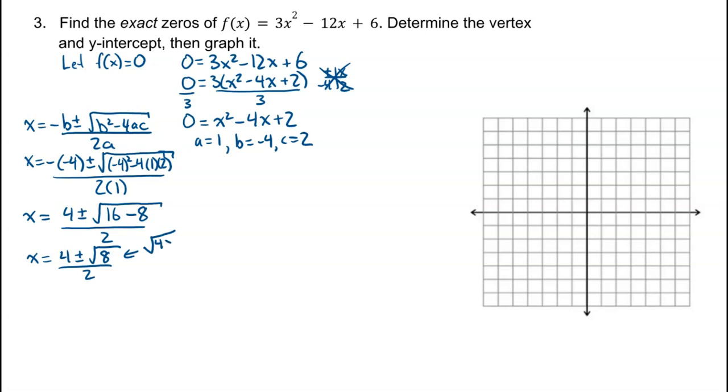And we know from the last question we did that that's actually the square root of 4 times 2, and the square root of 4 is 2. So we can write that as 2 root 2. So x is equal to 4 plus or minus 2 root 2, all divided by 2.